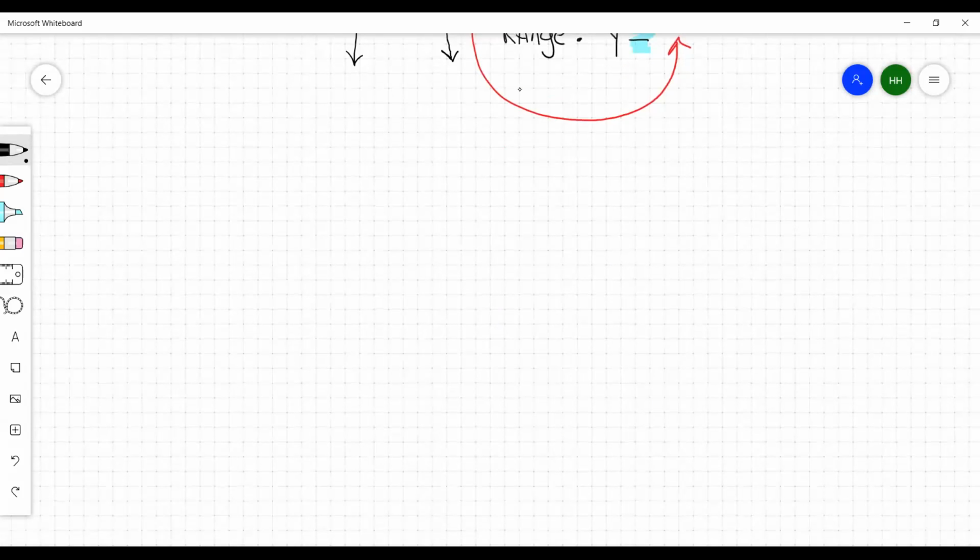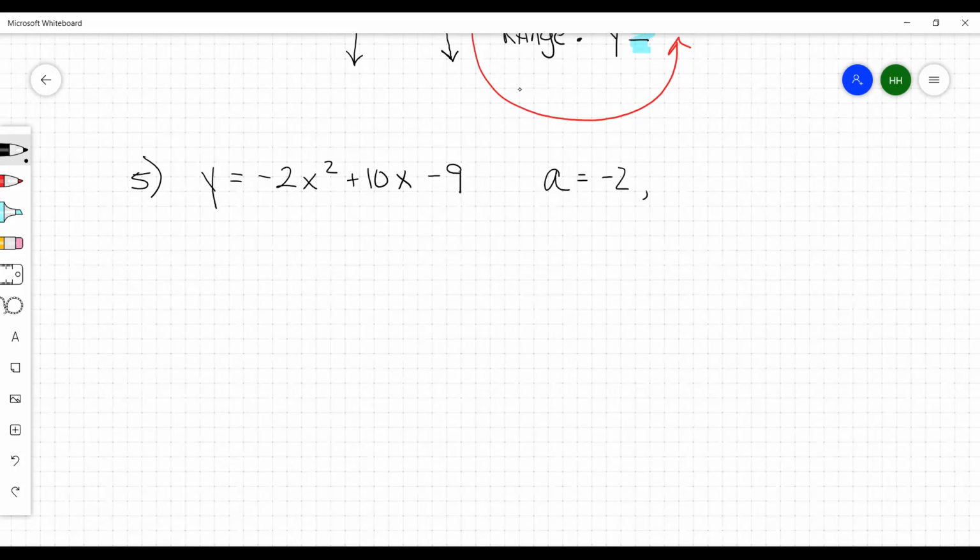All right, so 5 and 6, very similar to each other. This is what you did in class yesterday. What is the vertex form of the equation? Y equals negative 2x squared plus 10x minus 9. A is negative 2, B is 10, C is negative 9.